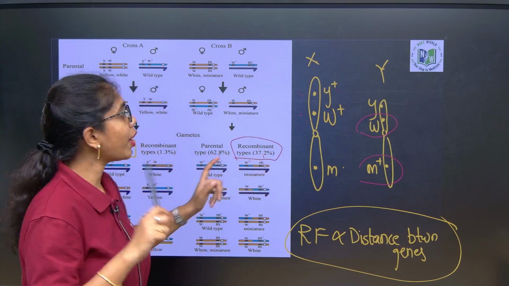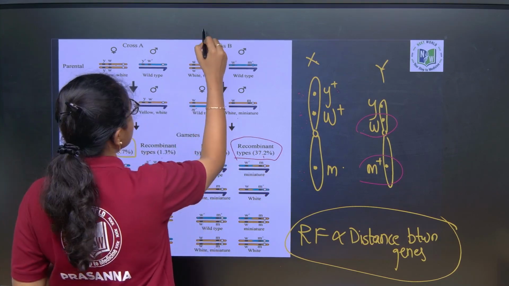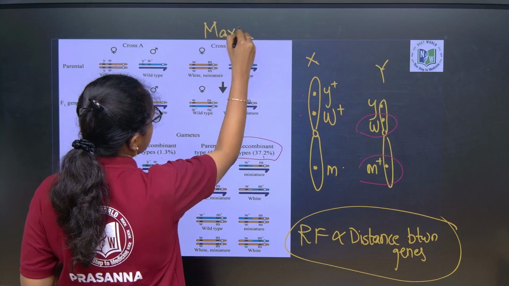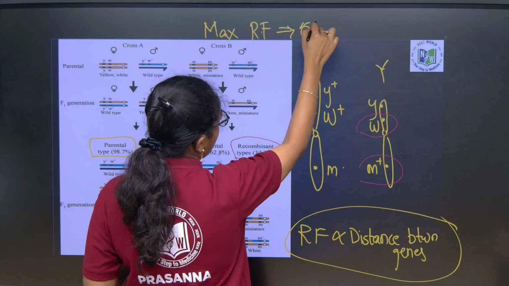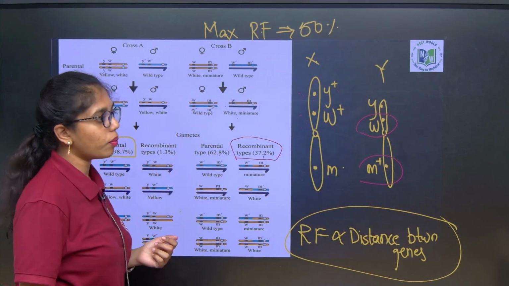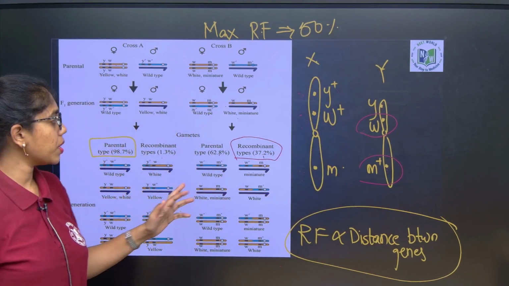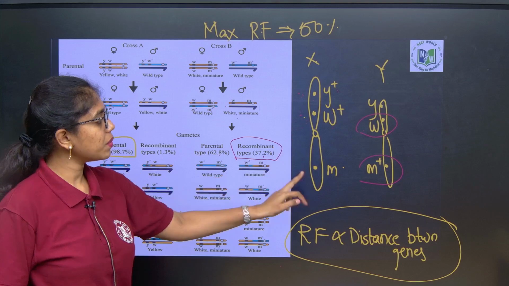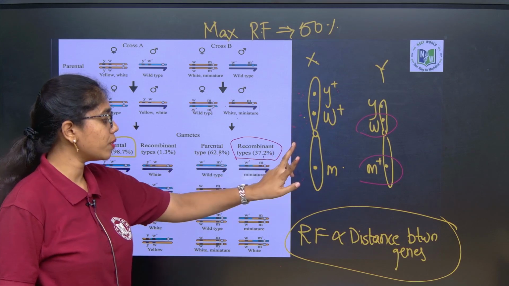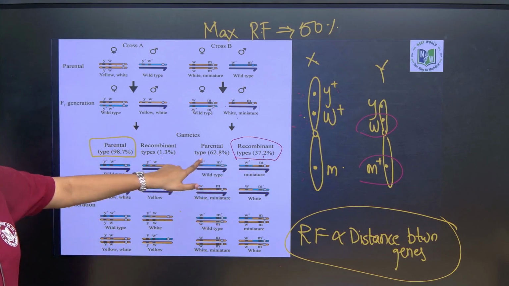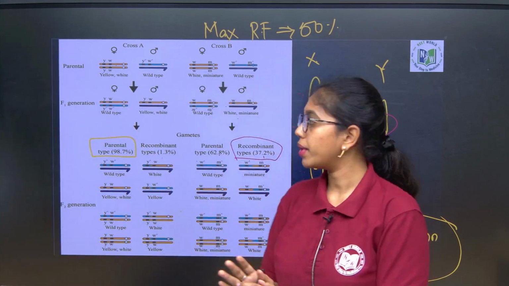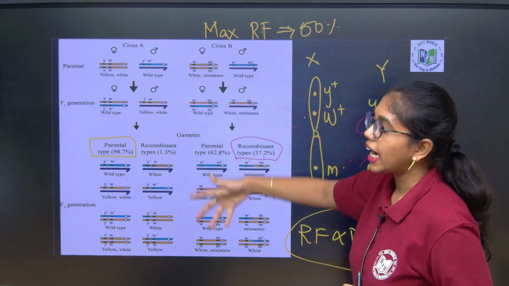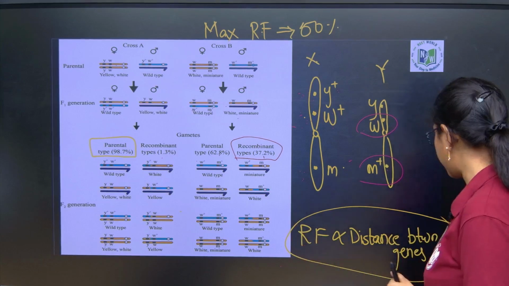One point you have to remember: the maximum recombination frequency, or recombination type, will be just 50%. Maximum recombination type is just 50%. So, here the recombination type is 37.2% because the distance between the two genes is more, and parental type is 62.8%. This you have to remember. If this is in your mind, understanding this diagram is very easy.